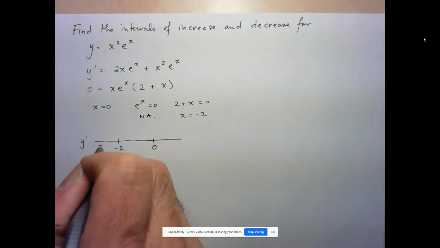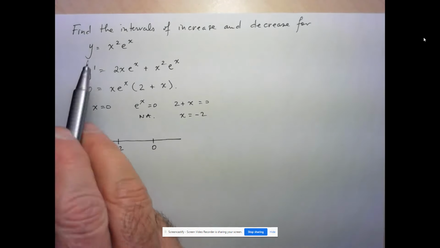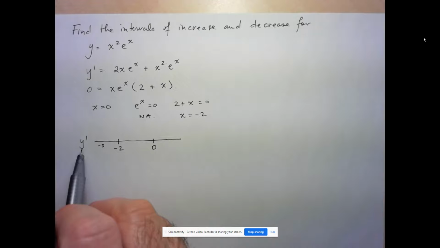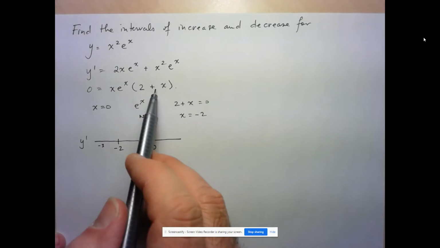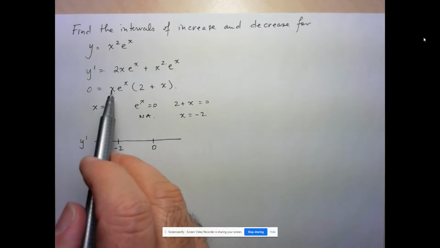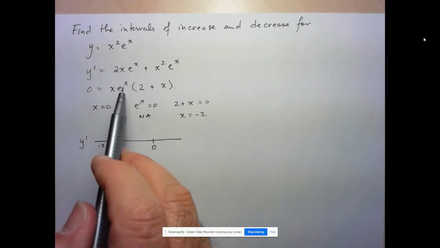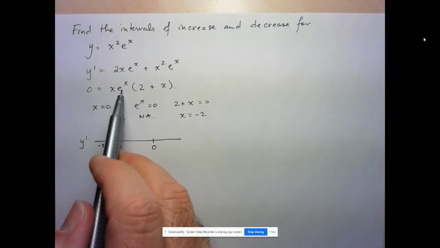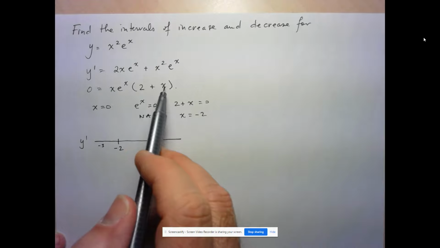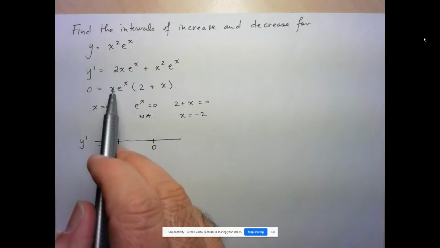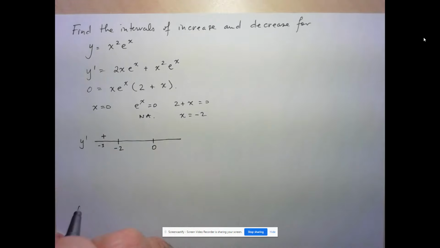So if I test -3, now remember I'm testing the sign of the derivative, not the original function, so I need to put this into the derivative function, and I'll put it into the factored form, because here I have -3, that's going to make this negative, e to the x is always positive, so I have negative times, and 2 plus -3, that's going to be negative, so negative times a negative is going to result in a positive number.